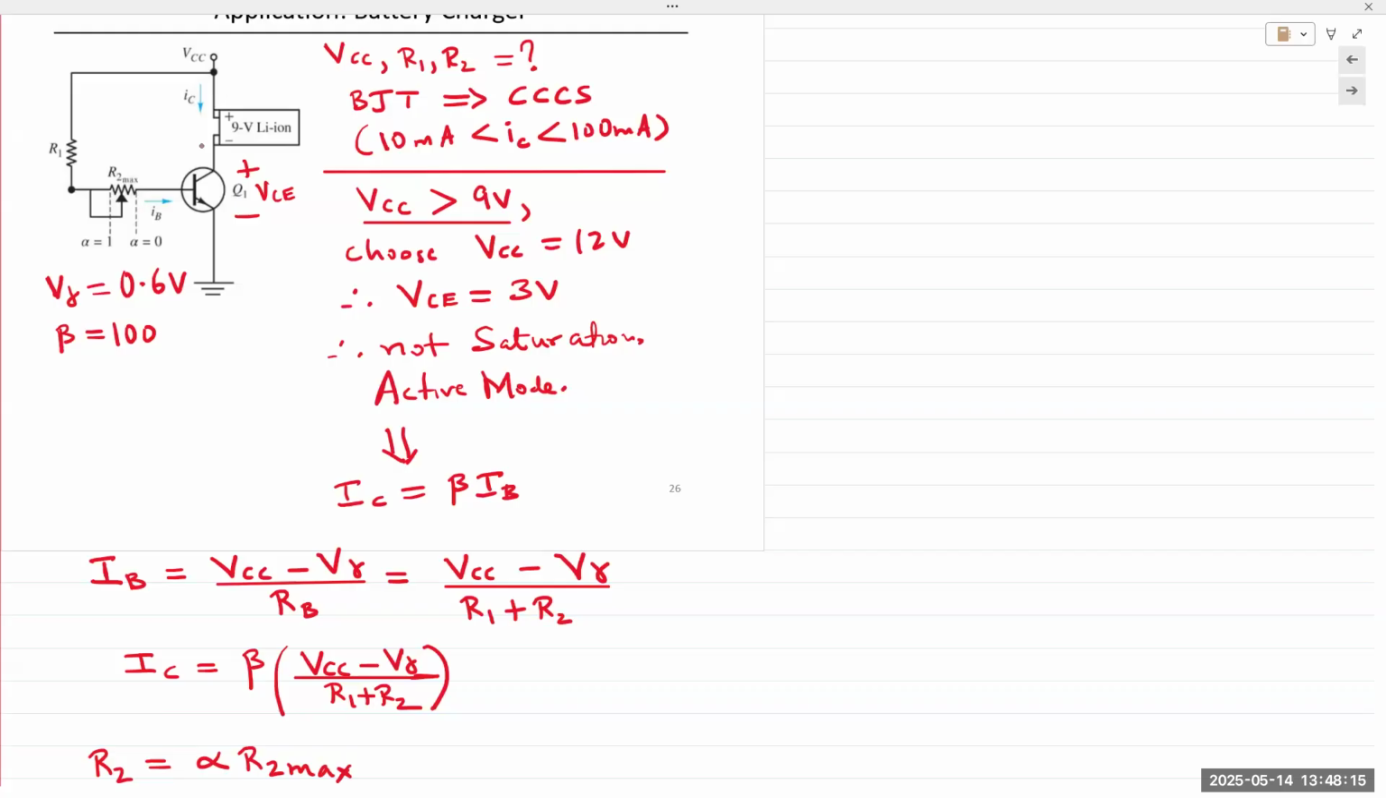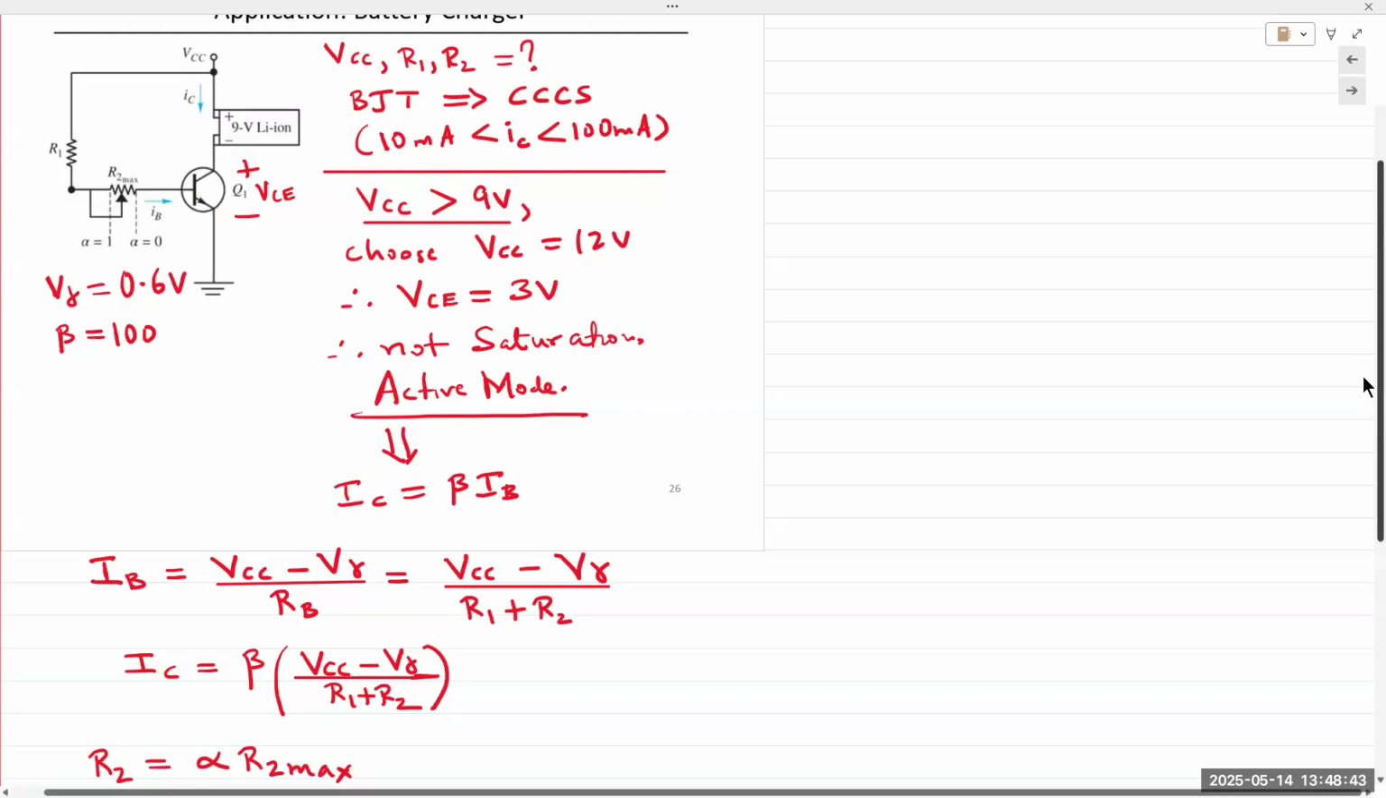Okay, it's not in saturation, so it must be either in the active or the cutoff mode. But if it's cut off, then there is no pathway for current to flow through. Nothing is happening. So the only mode remaining, the only choice we have, is that the transistor must operate in the active region, in the active mode, meaning IC is a function of IB, beta IB. Okay. All right.